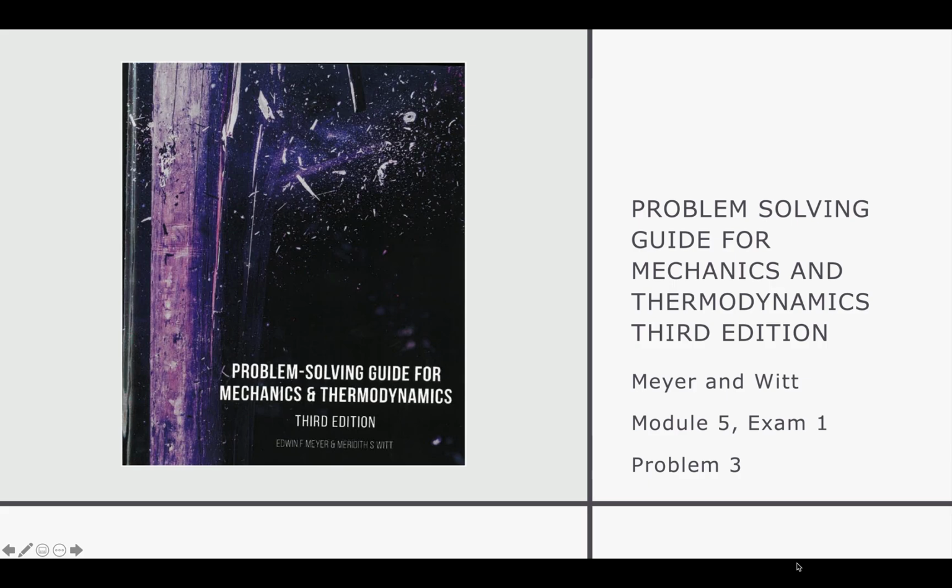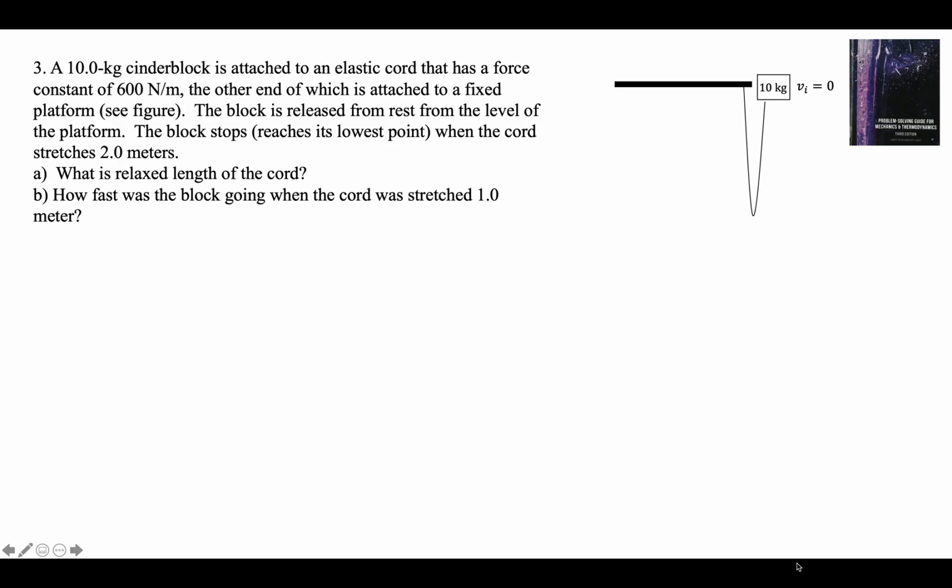This is a walkthrough of Problem 3 on Exam 1 of Module 5 in the book Problem Solving Guide for Mechanics and Thermodynamics. We have a 10 kilogram cinder block attached to an elastic cord. The stiffness of the cord is 600 newtons every meter. The cord is attached to the ceiling.